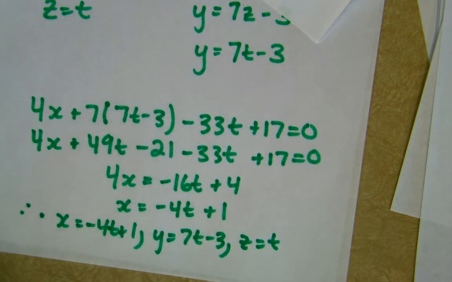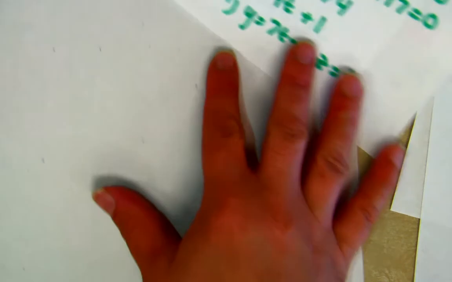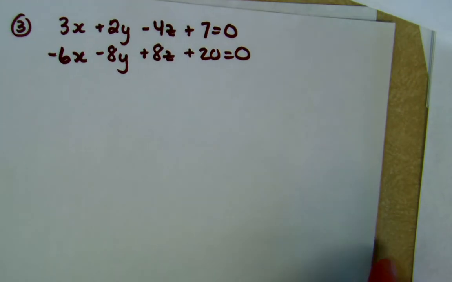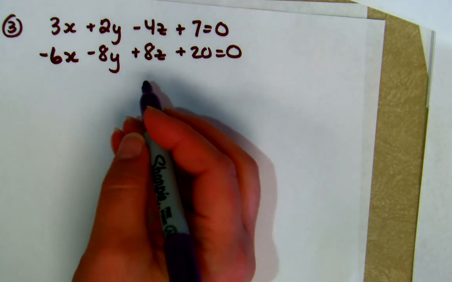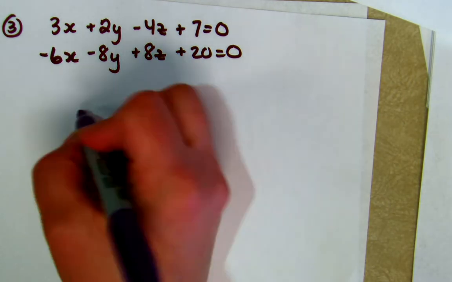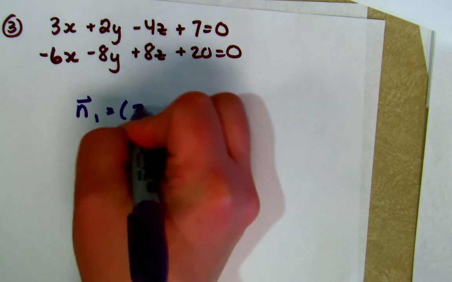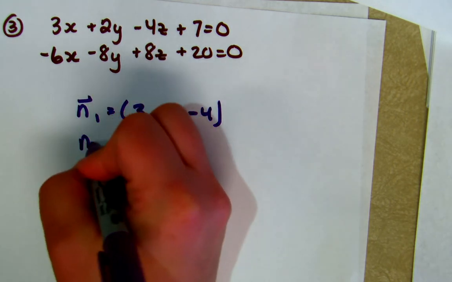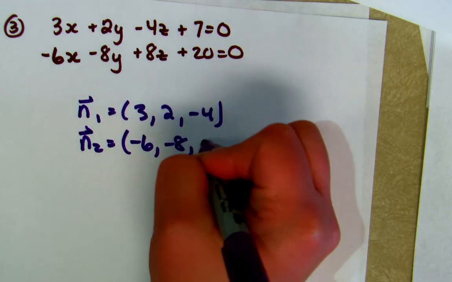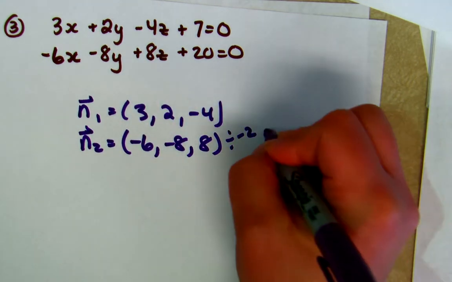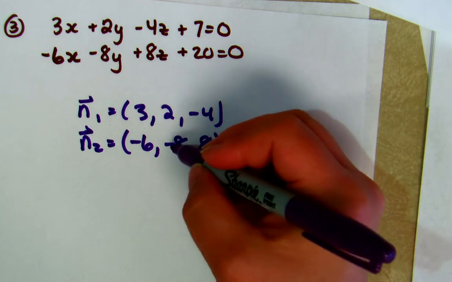So inspect your normals. If your normals are not parallel, eliminate one of the variables, set one of the remaining variables to be a parameter, and work from there. Looking at one more: 3x plus 2y minus 4z plus 7 equals 0, and negative 6x minus 8y plus 8z plus 20 equals 0. So if I look at normal 1 in this case, it's 3, 2, negative 4. Normal 2 is negative 6, negative 8, and 8. But if I divide normal 2 by negative 2, I get 3.